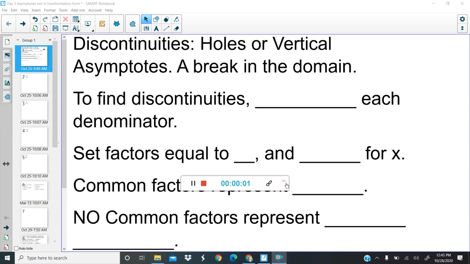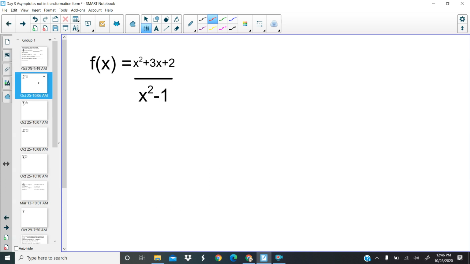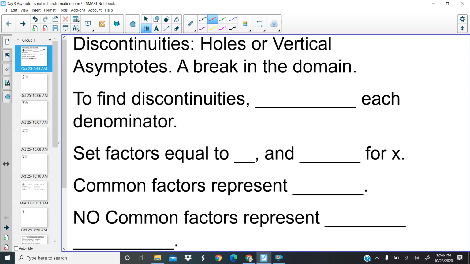Hey guys, today we are going to talk about horizontal asymptotes, vertical asymptotes, and holes a little bit more. So, a couple of days ago, we started with horizontal and vertical asymptotes, but we were doing it in transformation form. So, today we're moving forward and we're looking at some of these equations that may look something like this, where it's not in transformation form for us.